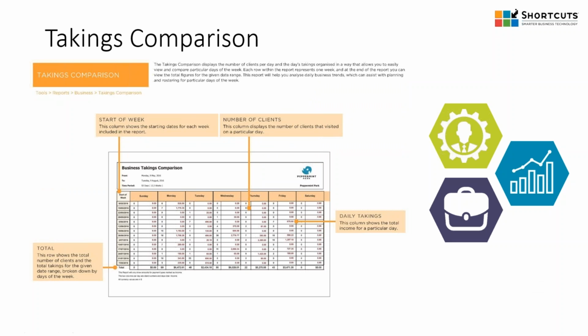The next one we brought up here is the takings comparison report. So, do I always make the same amount of revenue each Thursday? This particular report can give me information over any time period that I choose. You can see it shows me the start of the week, and at the bottom it gives me a total. Here it gives me the number of clients, and the daily takings. Each week I can go through and compare the takings for those days and weeks.